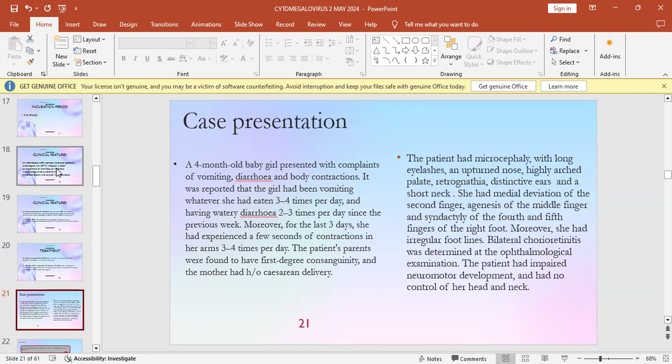The patient had microcephaly with long eyelashes, an upturned nose, hypertelorism, retrognathia, distinctive ears, and a short neck. She had medial deviation of the second finger, agenesis of the middle finger, and syndactyly of the fourth and fifth fingers of the right foot. Moreover, she had irregular foot lines. Bilateral chorioretinitis was determined in the ophthalmological examination. The patient had impaired neuromotor development and had no control of her head and neck.